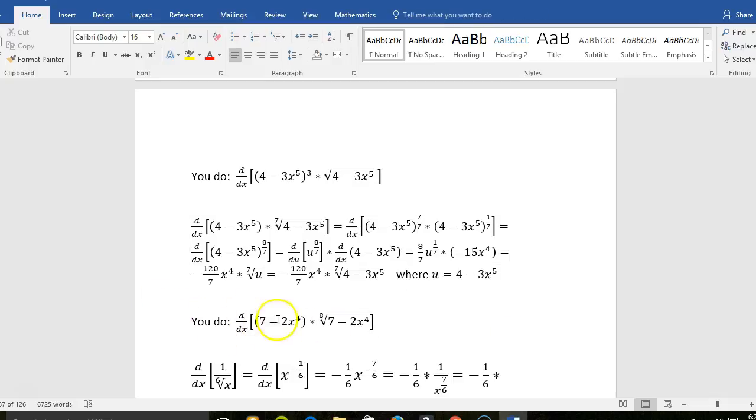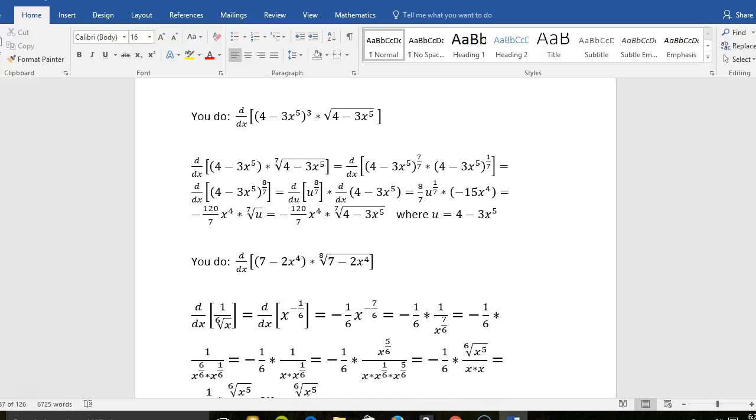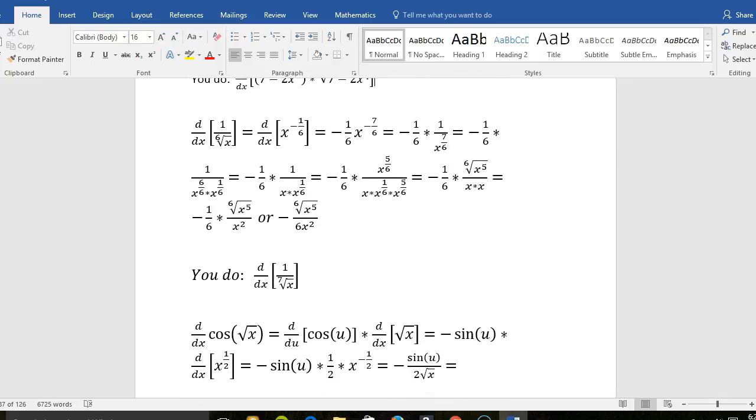And I'll leave it for you to do this one on your own right here, like that. So there's that. Now let's do a different kind of problem. It's time to move on, I think. Let's do d by dx of 1 over the 6th root of x.